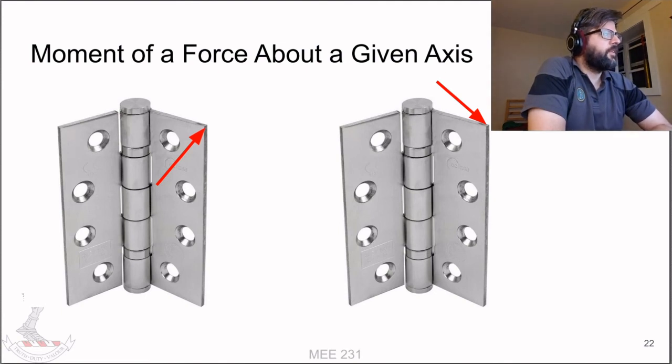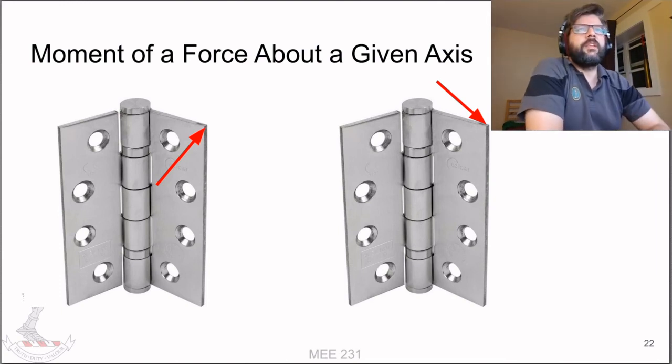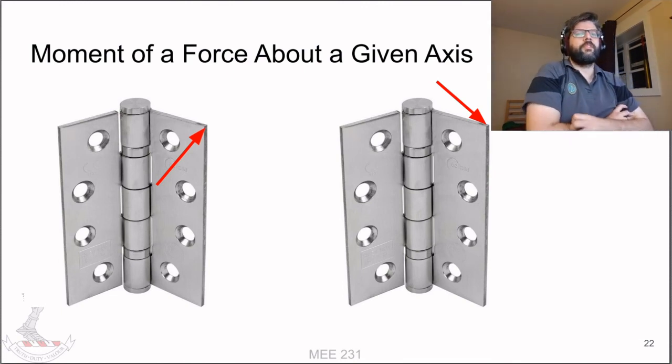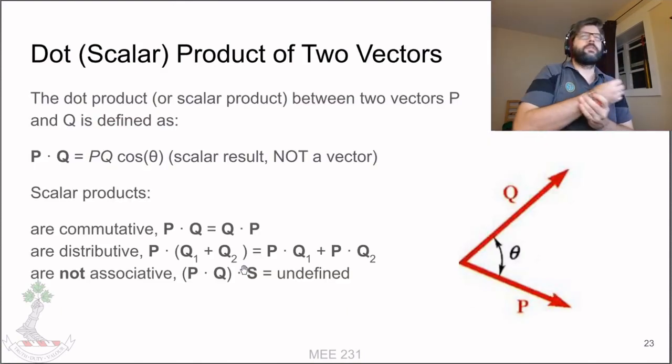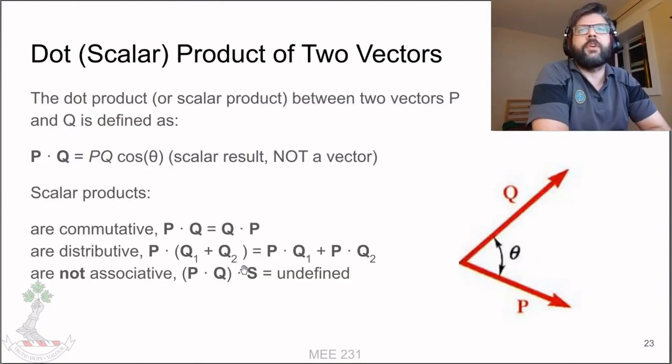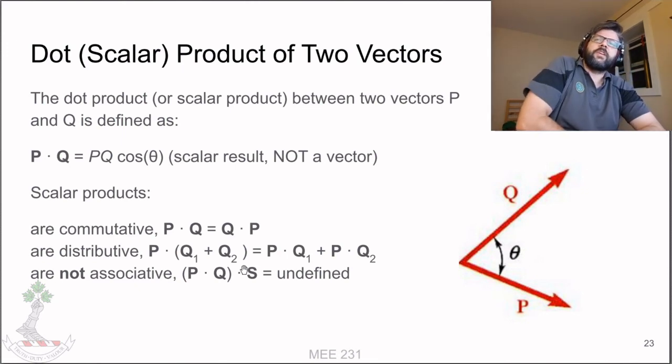Different forces, obviously based upon their location and orientation, will cause one end of the hinge to have a different response compared to another. So we can calculate how that works. That involves using the dot product of two vectors, also known as the scalar product.